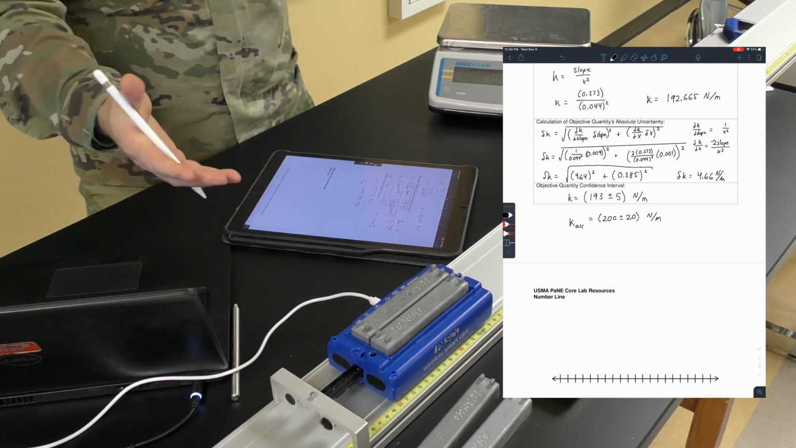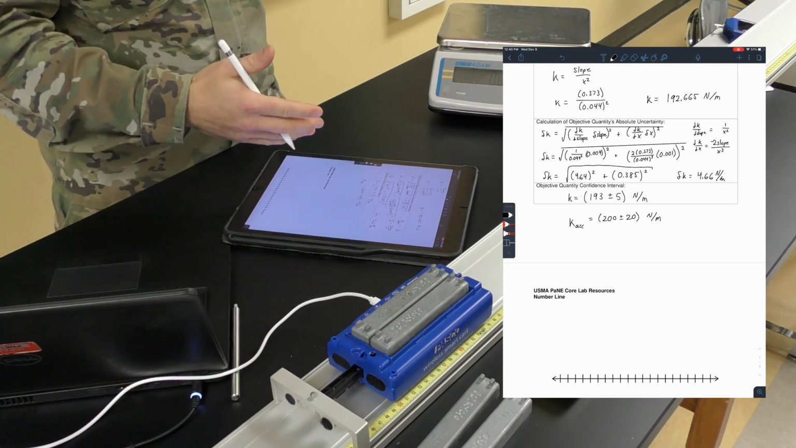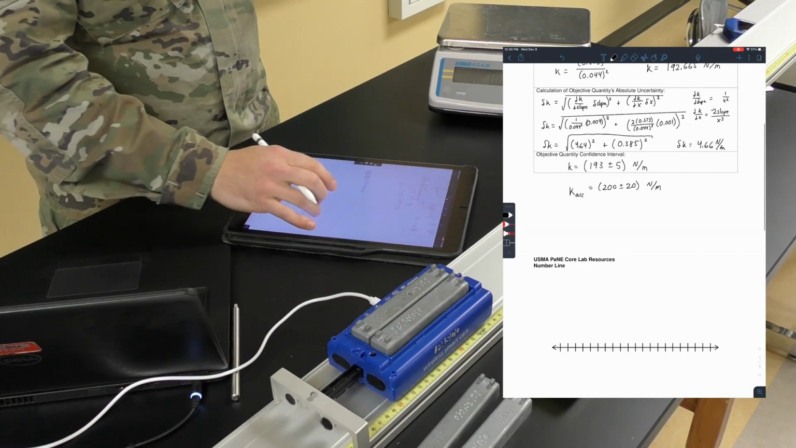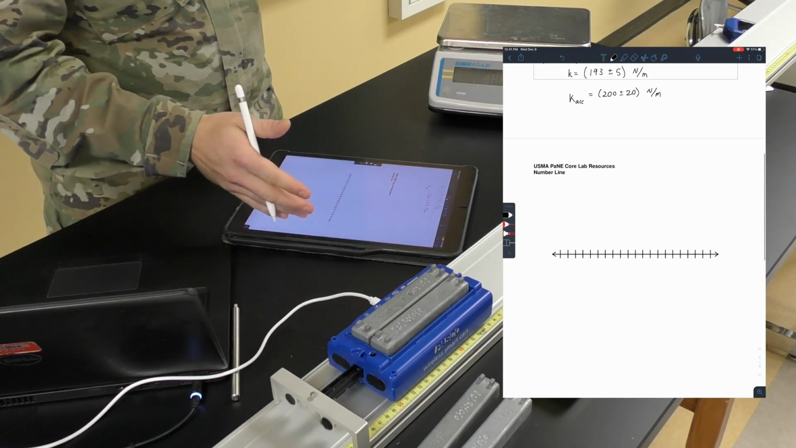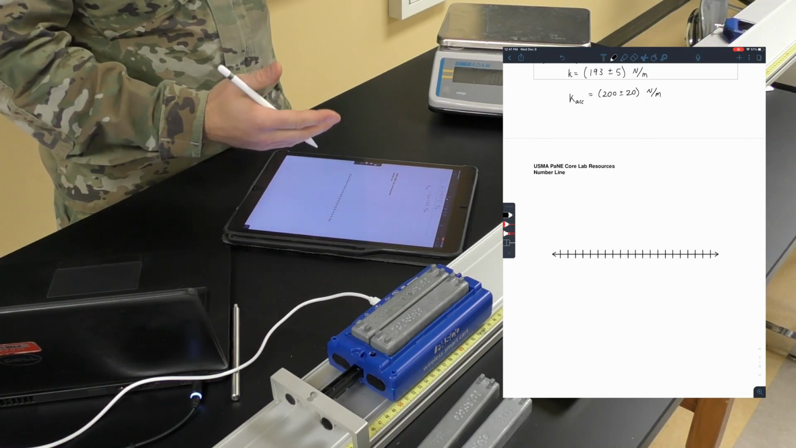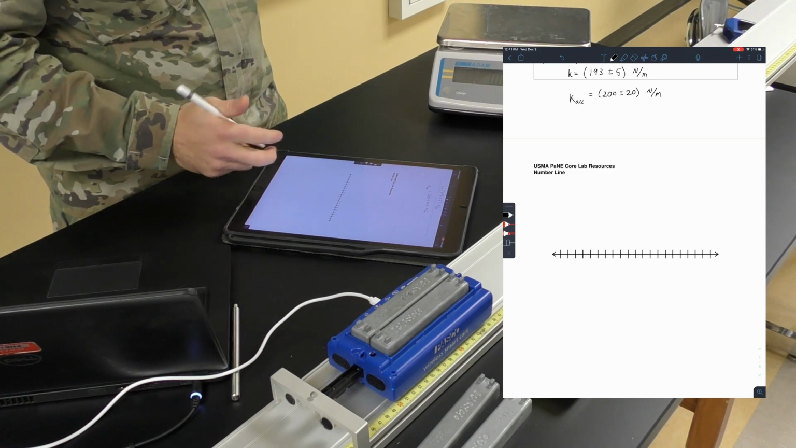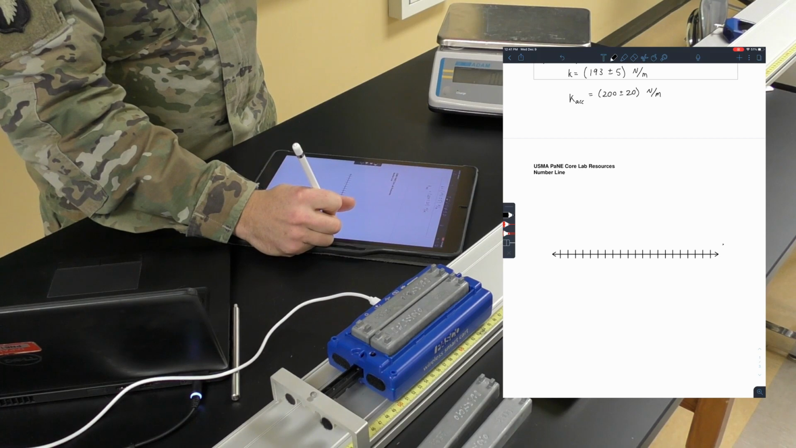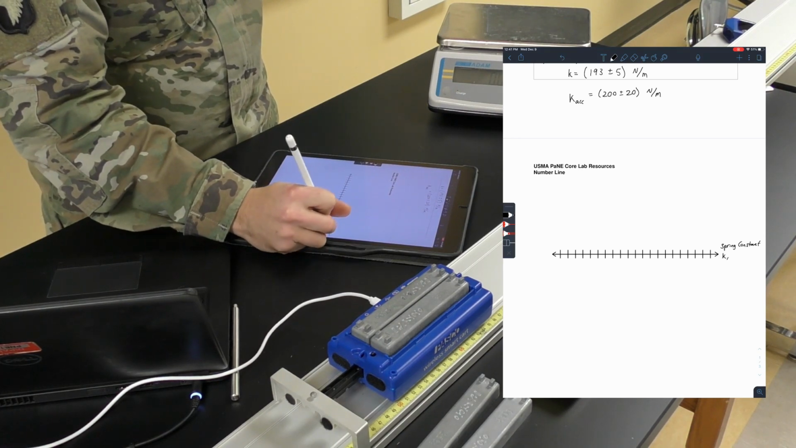And so now I'm going to compare my experimental results to what the manufacturer told me I should have in this cart. To do that, I'm going to use a number line. You can find a blank one of these on the course website as well. On this number line, we're going to be providing the spring constant.